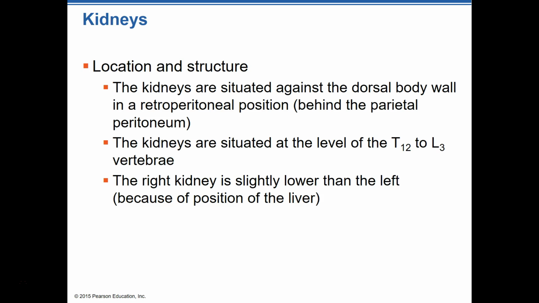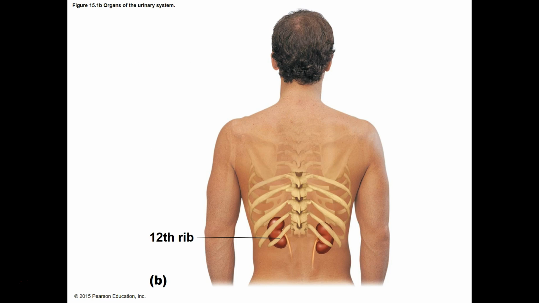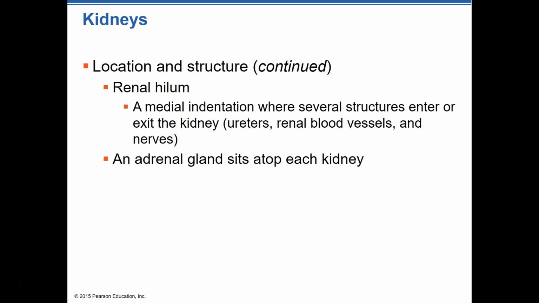Of course, the kidneys are situated against the dorsal body wall in the retroperitoneal space in the back, roughly at the level of thoracic vertebra 12 to lumbar 3. The right kidney is a little bit lower than the left because the liver intrudes on that. They're slightly protected by the rib cage. You can see there that the 12th rib provides a little bit of protection, but not a whole lot. It is possible to injure the kidney by getting up and under that. There's a lot of musculature there as well, but it's still possible to injure the kidney.